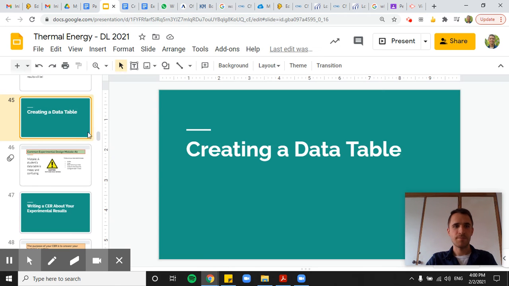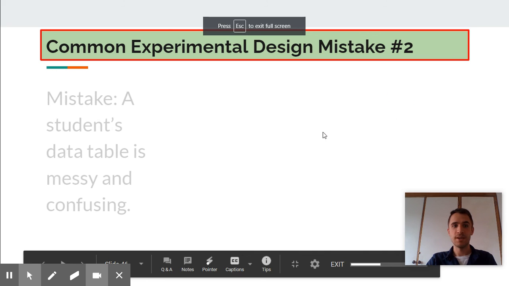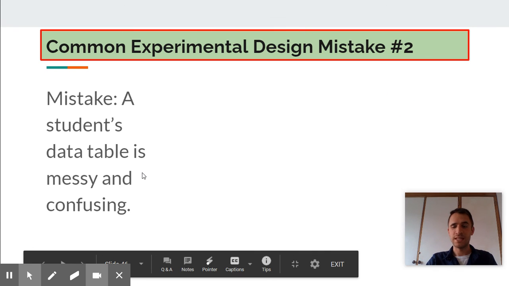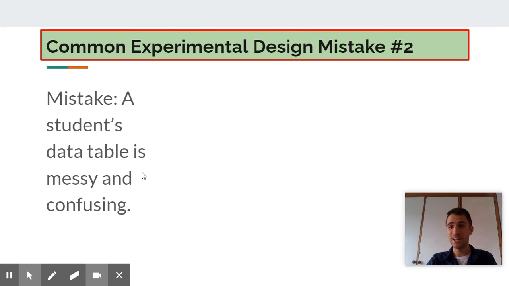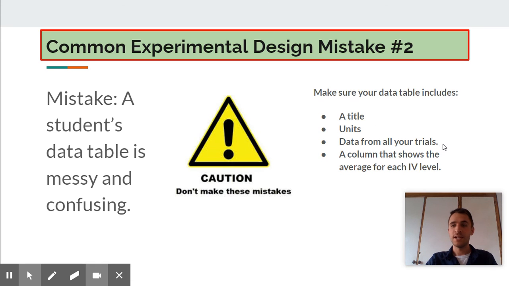So to go back a second, common experimental design mistake number 2 that students make is a student's data table is messy and confusing, right? We want our data table to be super clear so someone can look at it and say, like, oh, I understand this data very clearly. So don't make that mistake. Make sure your data table includes a title, units, data from all your trials, and a column that shows the average for each IV level.